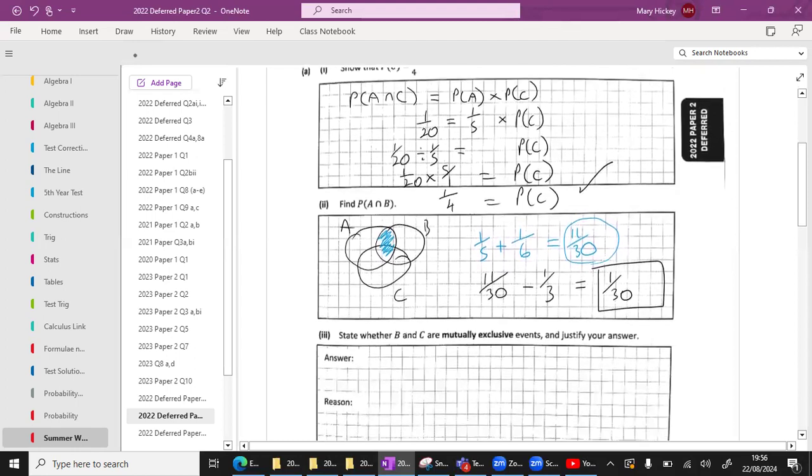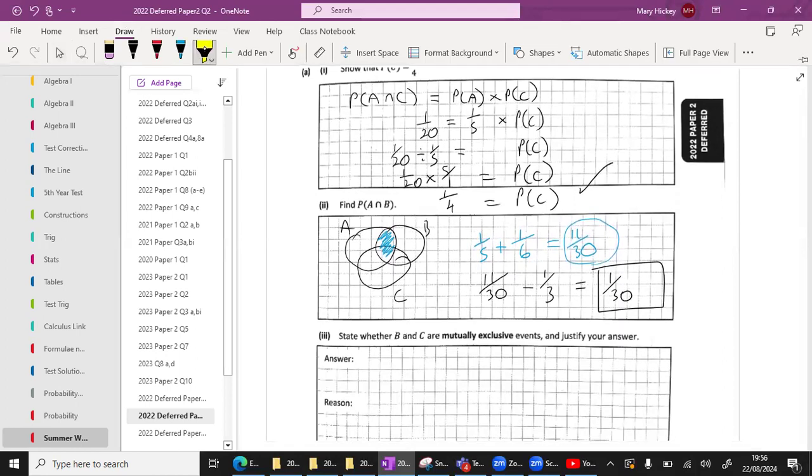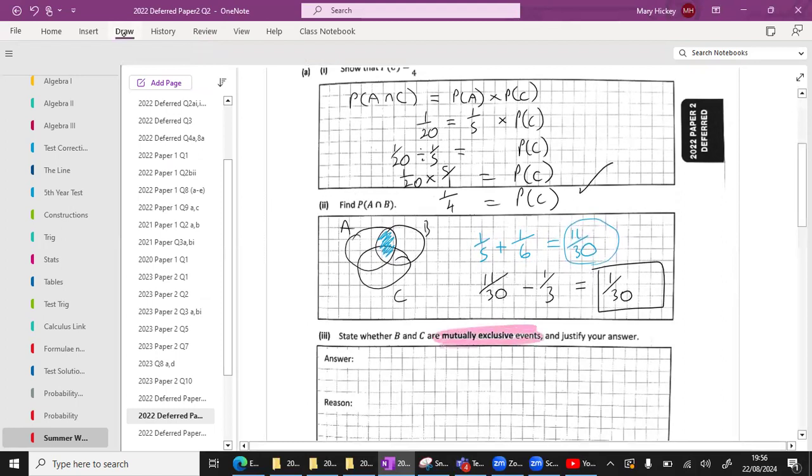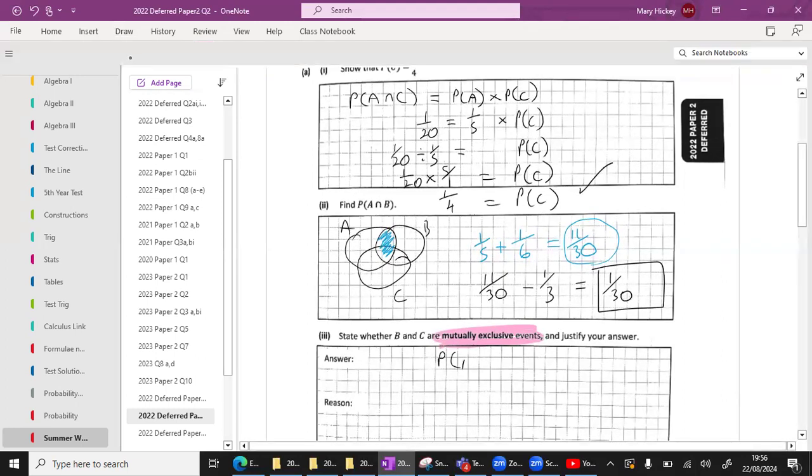State whether B and C are mutually exclusive events and justify your answer. Now, if something is mutually exclusive, it cannot happen at the same time. So what does that mean? It means that the probability of B intersection C should be empty. It should be the null set. There should be nothing in it, if indeed it's mutually exclusive. Now we don't know whether it is or it isn't. We're just told to state whether it is or isn't. So let's assume for a moment that it is, so the intersection between them is the null set.